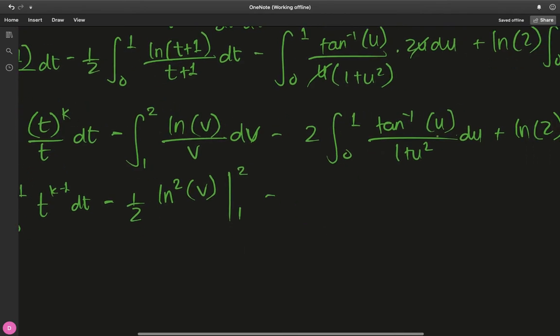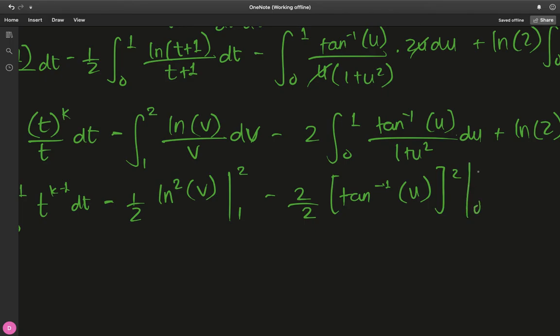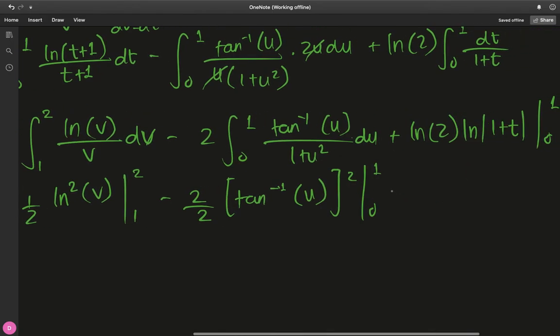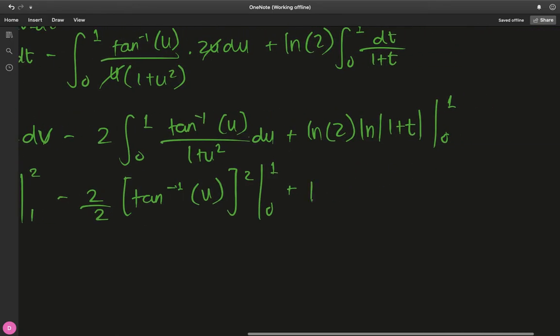And then same thing over here. Say our variable now is w and we have the derivative of w, dw, present, so this will just become half of the variable w squared, which in our case is inverse tangent of u, but the whole thing squared, evaluated from 0 to 1. And this over here will just be natural log of 2 times the natural log of 2 minus natural log of 1.